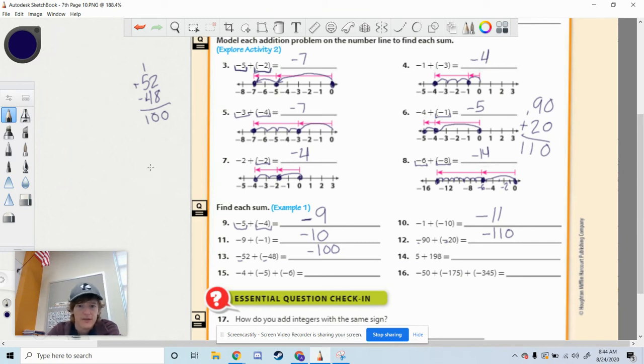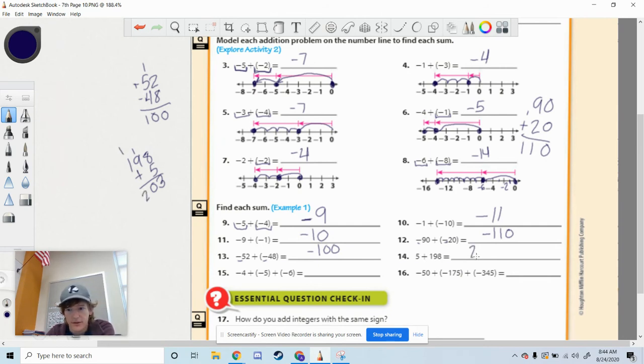Careful on this one. We have 198 plus 5. 8 plus 5 is going to be 13. 9 plus 1 is 10. And 1 plus 1 is 2.